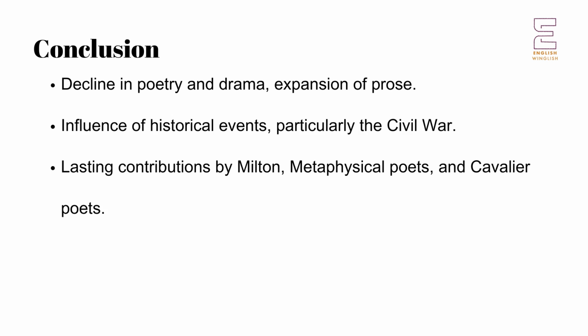Conclusion. The age of Milton was marked by significant changes in English literature, with a noticeable decline in poetry and drama, contrasted by an expansion in prose. The influence of historical events, particularly the Civil War, shaped the themes and tones of the literature produced during this time. Despite the challenges, the era produced some remarkable works, most notably those of John Milton and the metaphysical and Cavalier poets, whose contributions continue to be celebrated in the annals of English literary history.